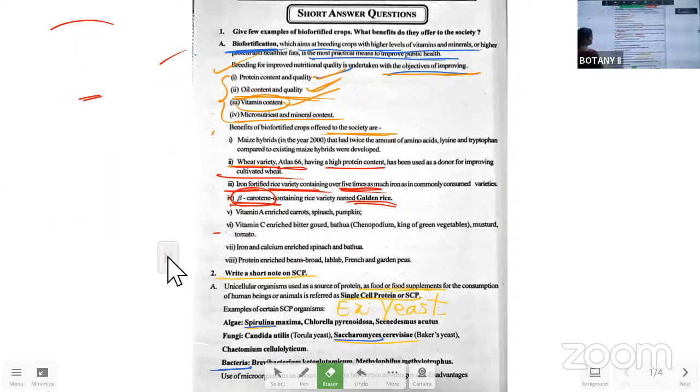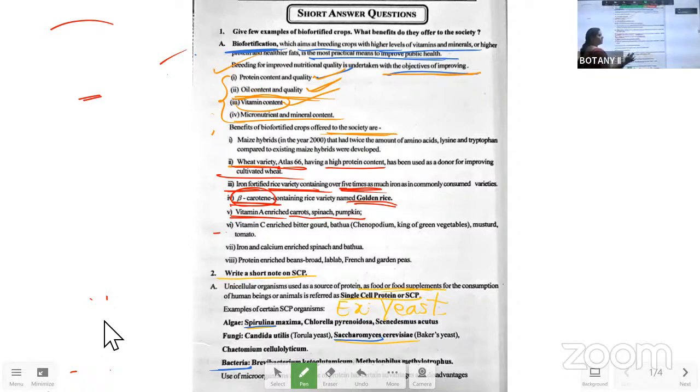Okay. And the next one is vitamin A. Again, vitamin A is most important for vision. No? So that is the one I said, that can be enriched in carrots, spinach, and pumpkin, which we use in regular day-to-day life.